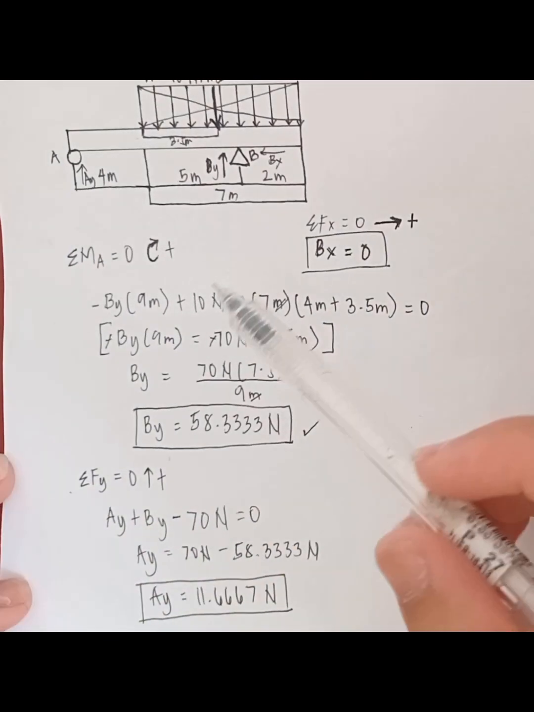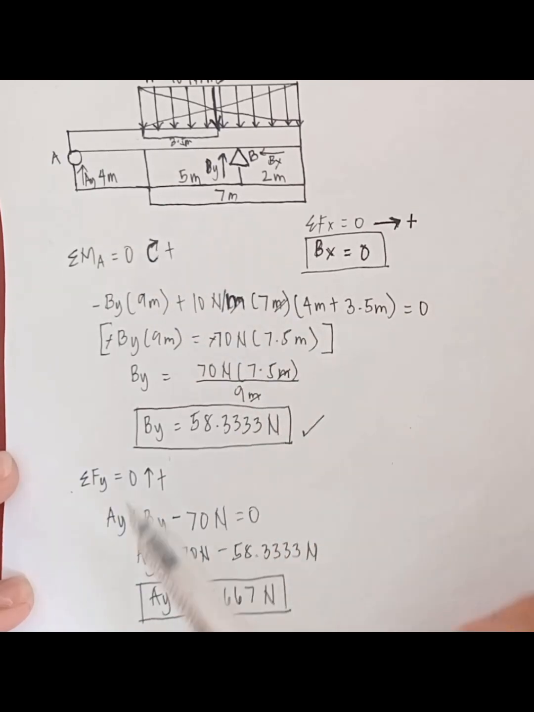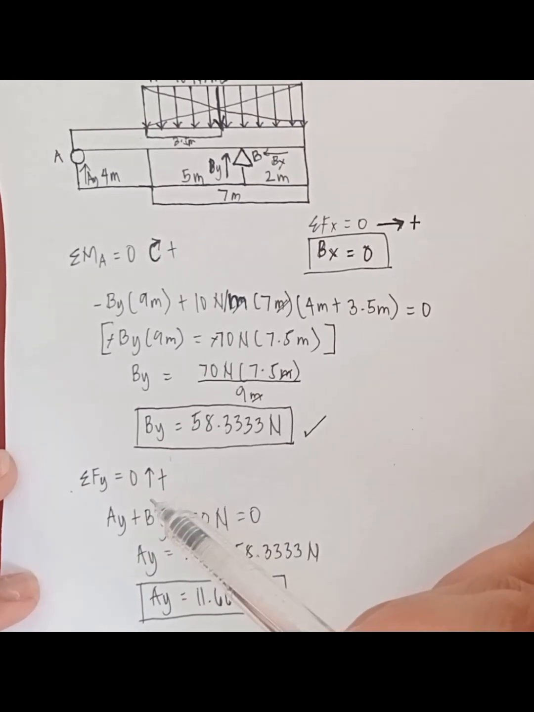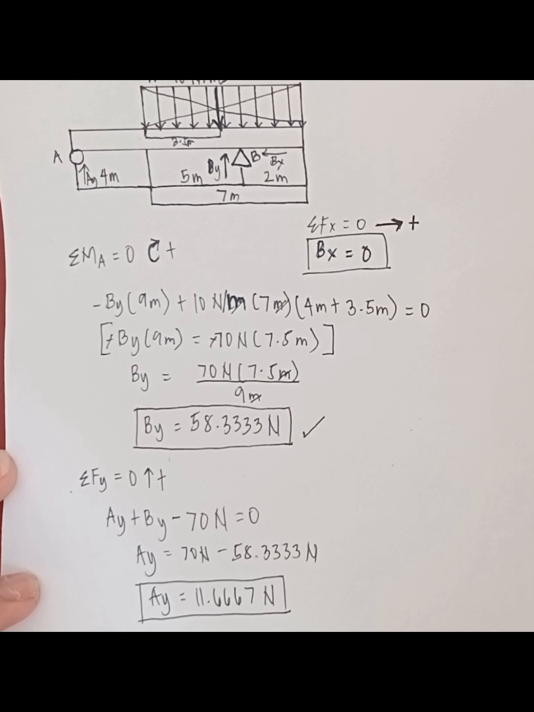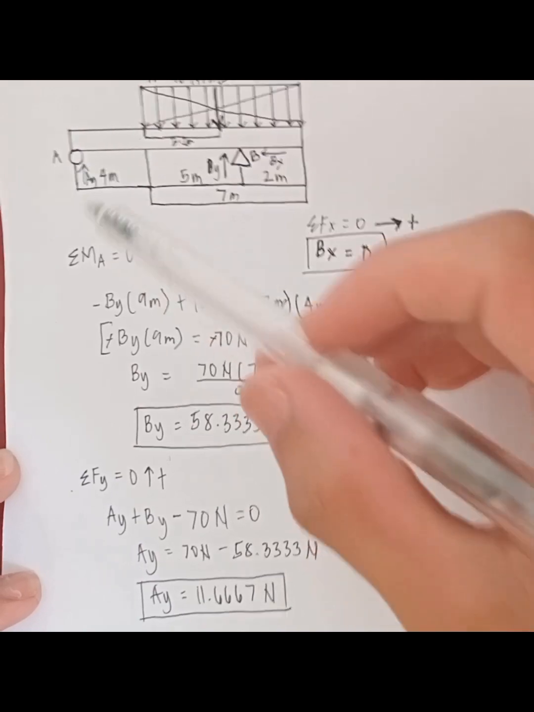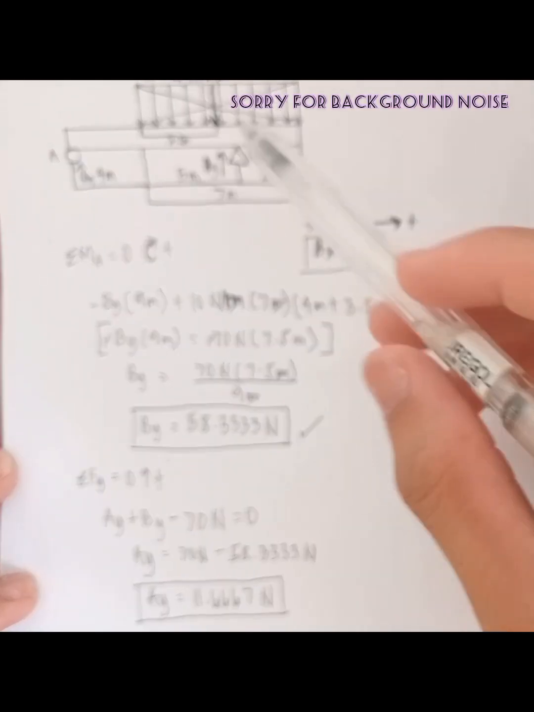Now we can solve for the reaction Ay by using summation of Fy equal to 0. Let's assume that all upward forces must be positive. So the vertical forces are Ay, By, and the load weighing 10 Newton per meter, or the equivalent force.